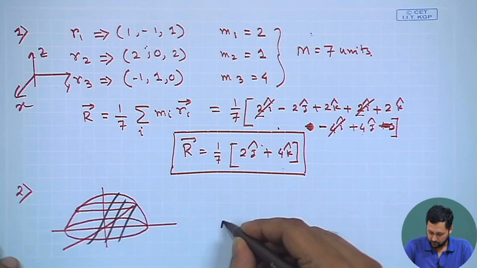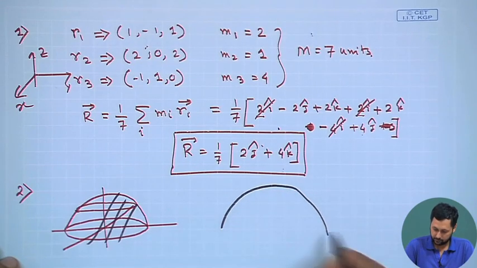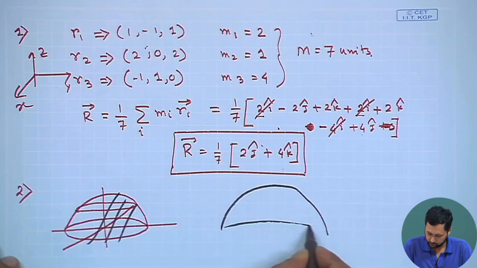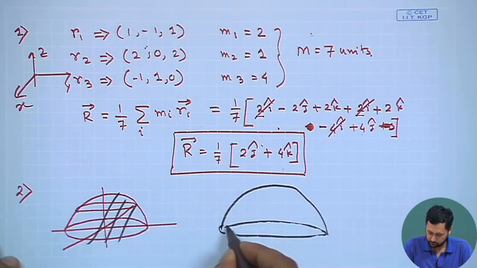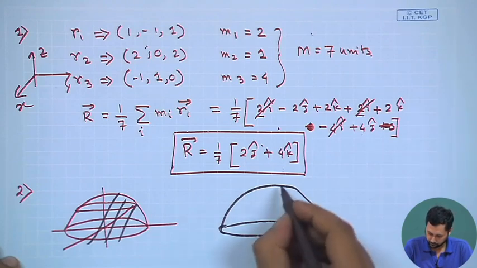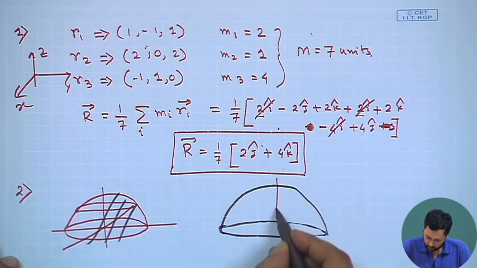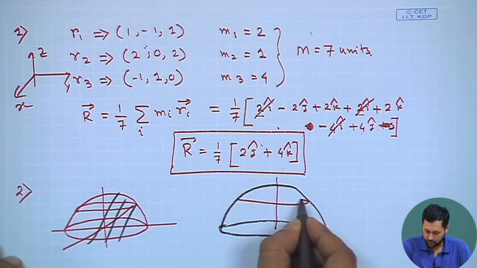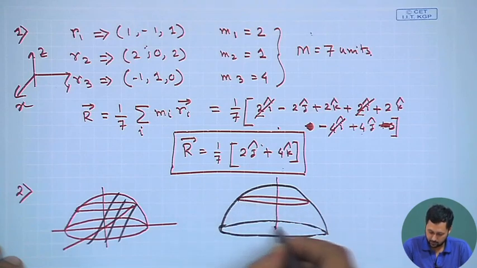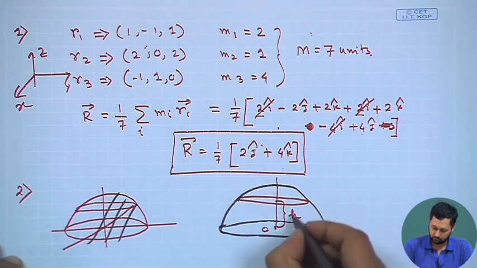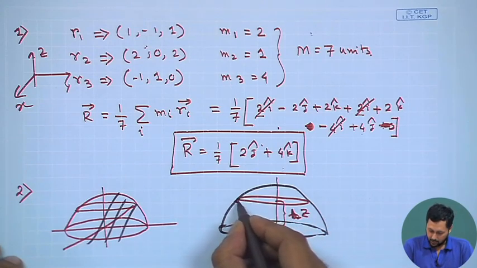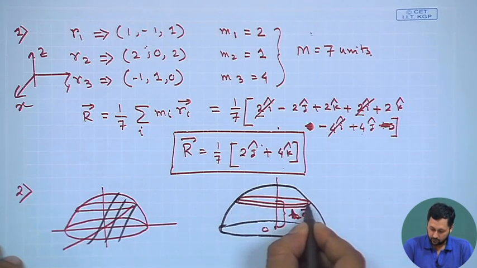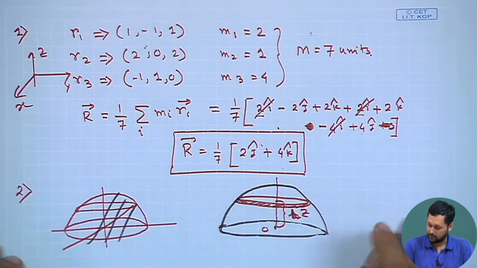Okay, so let us say this is your hemisphere. What I can do is, I can take a slice at a certain height. This is my origin O, and I can take a slice at a height h or some arbitrary height z from the origin. And for this particular slice, we can assume a thickness of dz.